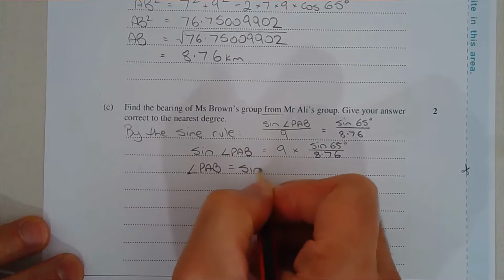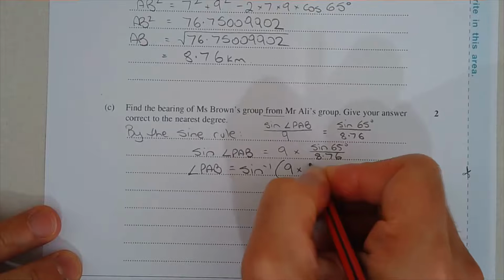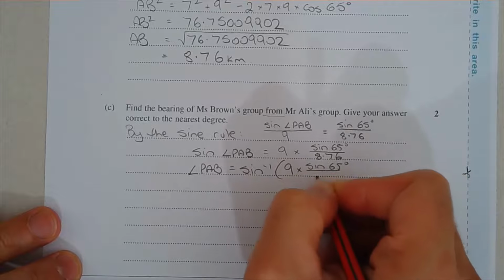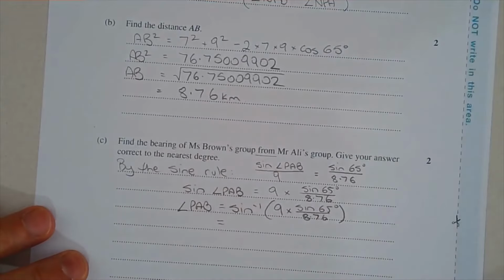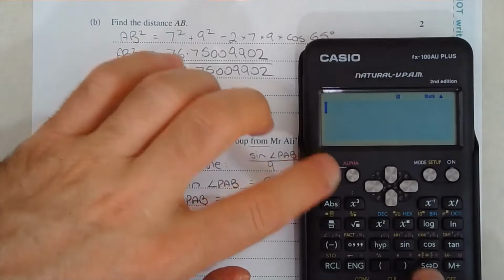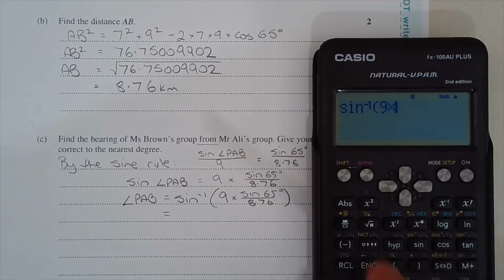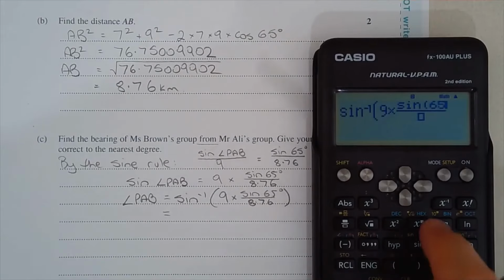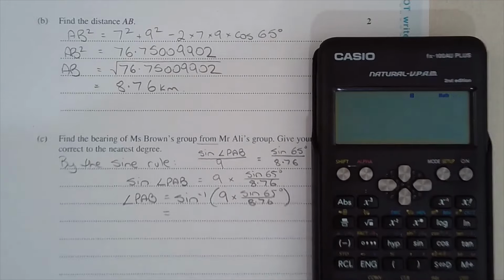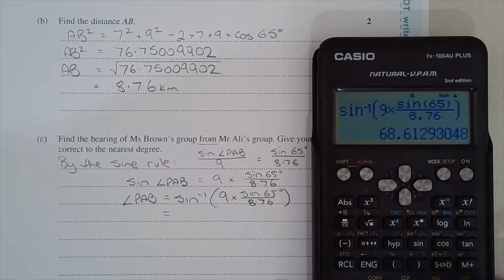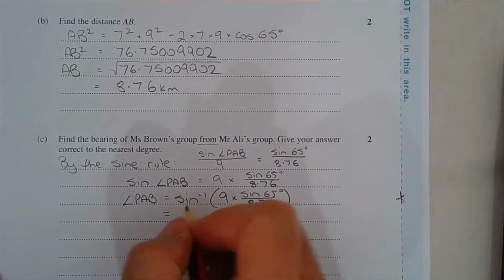And angle PAB is equal to the inverse sine. If you move sine over to the other side, 9 times sine of 65 degrees over 8.76. Let's see what we get there. Okay, inverse sine, 9 times sine of 65 degrees over 8.76, close bracket. And it's 68.61, which is closest to 69 degrees.